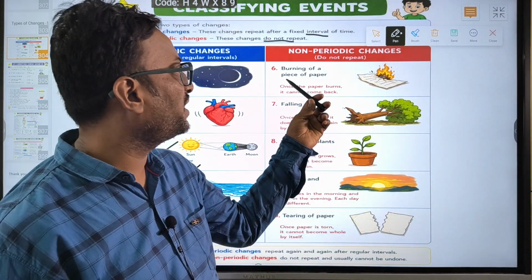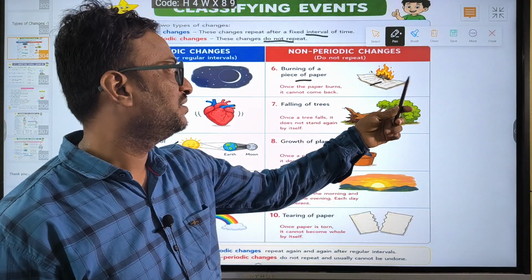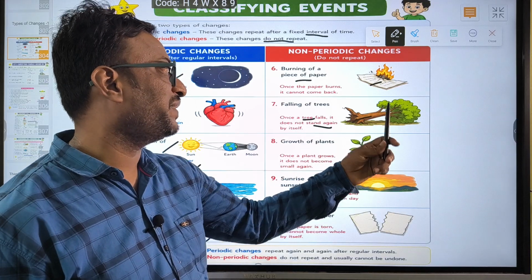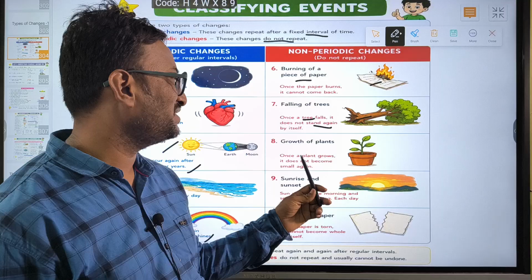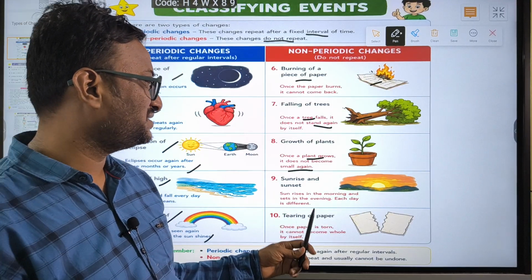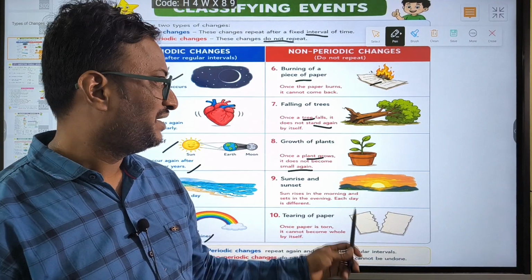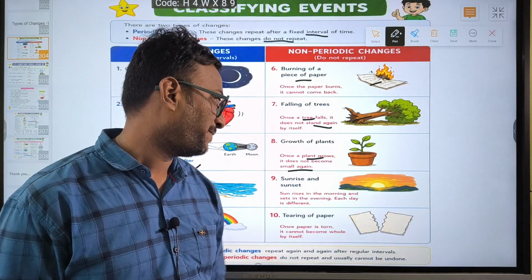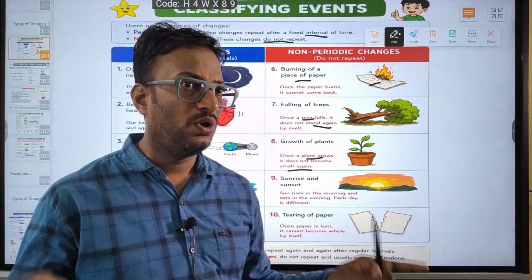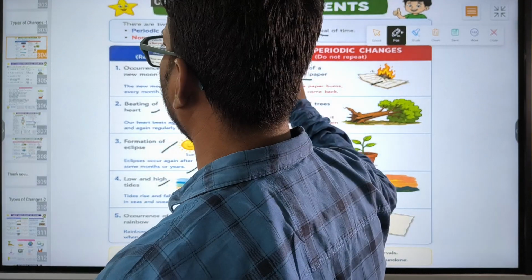Non-periodic changes: burning of a piece of paper, once paper burns it cannot come back. Falling of a tree, once the tree falls it does not stand again by itself. Growth of a plant, once a plant grows, it does not become small again. Sunrise and sunset: the sun rises in the morning and sets in the evening, but every day is different. Tearing of paper, once the paper is torn, it cannot become whole by itself. These all come under non-periodic changes.